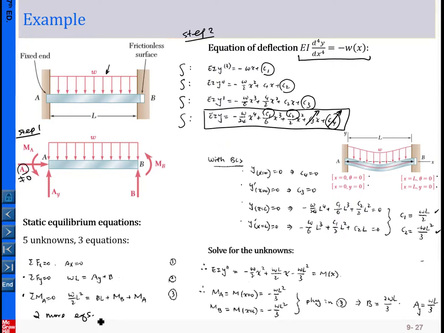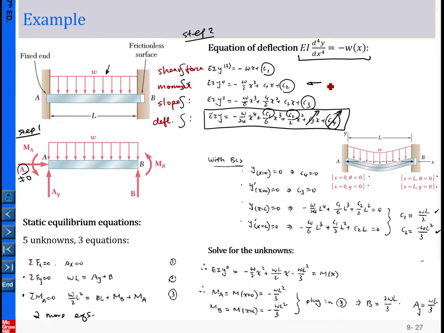The 2 more equations for this case come from this equation, which I try to adopt. This equation is EI y double prime. If you remember, let me change the color here. This is called the deflection equation, this is called the slope equation, this is called the bending moment equation, and this one is called the shear force equation.